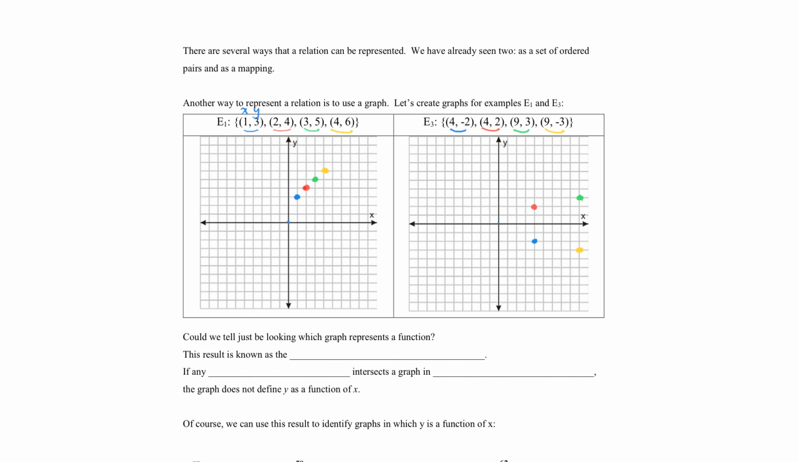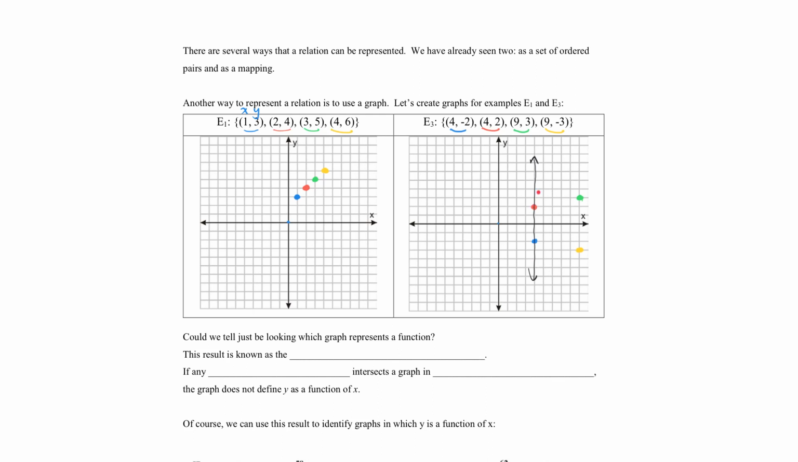If I look at this point and I draw a vertical line, the vertical line is only ever intersecting the graph here at this 1 point, right? Because 2 is only ever paired with 4. The same thing for the green point and the yellow point. Now over here, if I draw a vertical line through the graph, do you see that it is hitting both the red point for +2 and the blue point for -2?